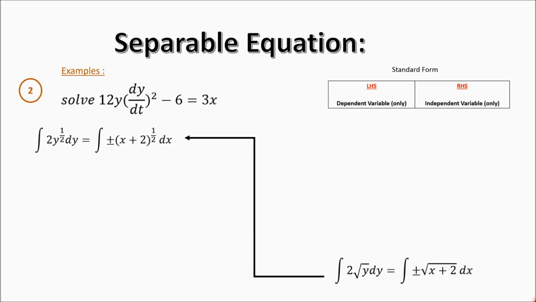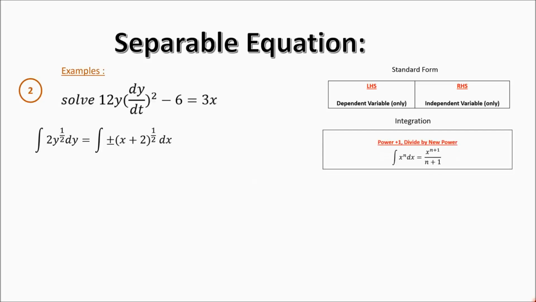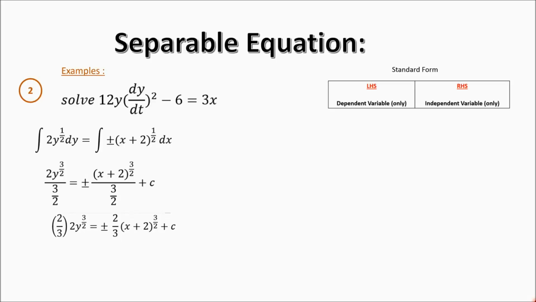In order to do integration, we need power. So we can convert the square root y into y to the power of half. By doing so, we can go ahead and do integration. Power plus 1 divided by new power. And when you solve it out, you'll get your equation. You can take the 2, multiply to the front. And you can take the 4 over 3, divide to the right hand side.